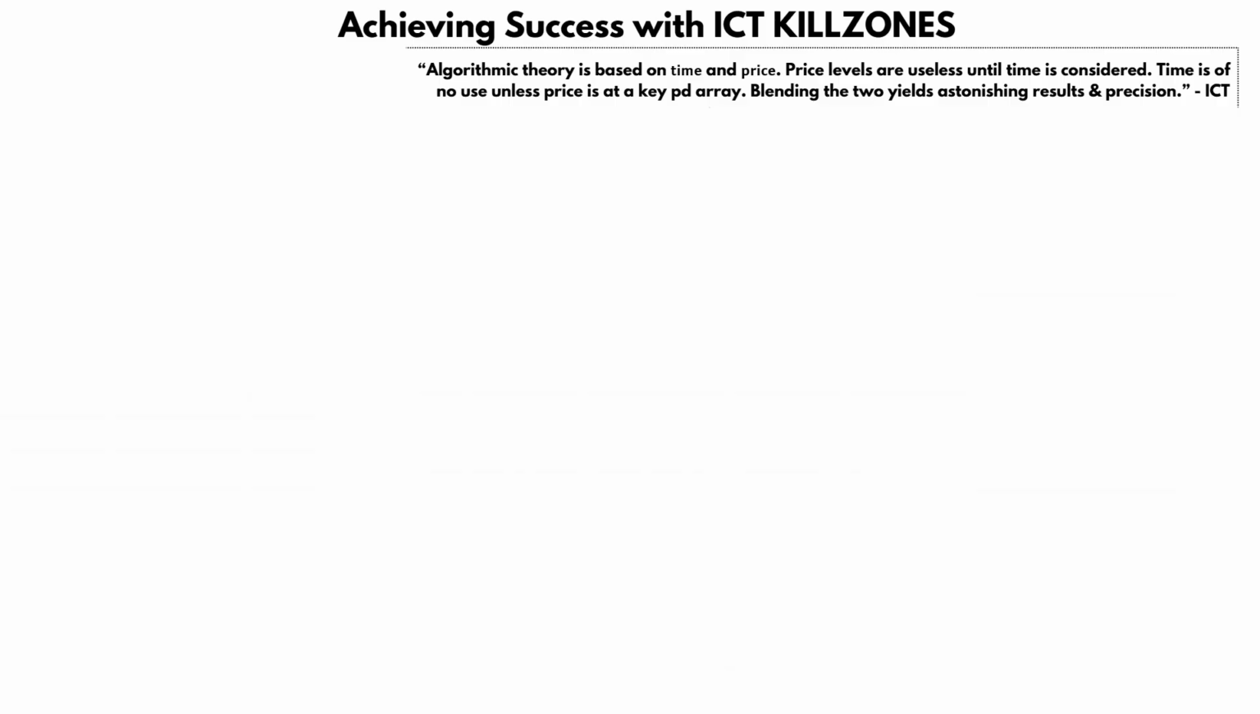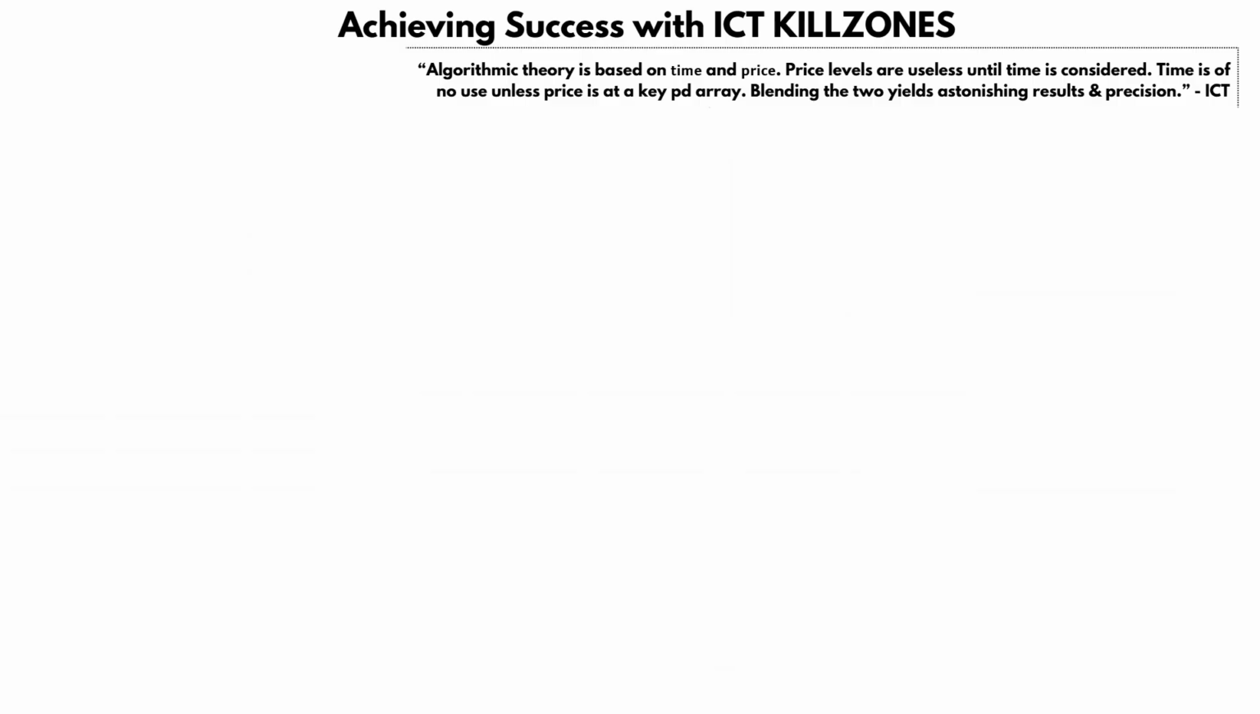Before we go on the charts and go over a full trading sample on how we use the time and price theory, we have to go over how the specific kill zones work and why and how they react. As we can see right here, a great quote by ICT is that the algorithmic theory is based on time and price. Price levels are useless until time is considered. Time is of no use unless price is at a key period. Blending the two yields astonishing results in precision. That's why it's extremely important to understand time and price.